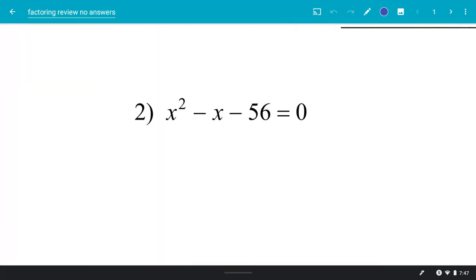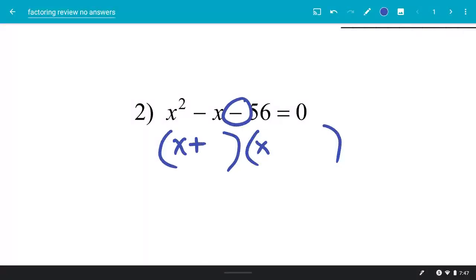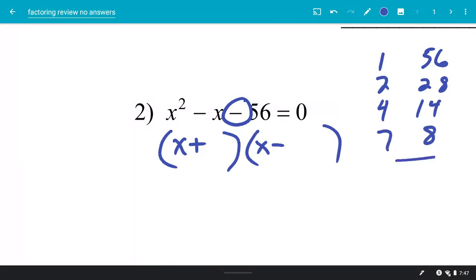Number 2, is there a GCF? No. Is there a leading coefficient? No. So split the signs, put an X in each. Signs are opposite, so a plus and a minus. Factors of 56: 1 and 56, 2 and 28, 4 and 14, 7 and 8. Which of those come together to get me a -1? 7 and 8. The larger number gets the sign from the middle.